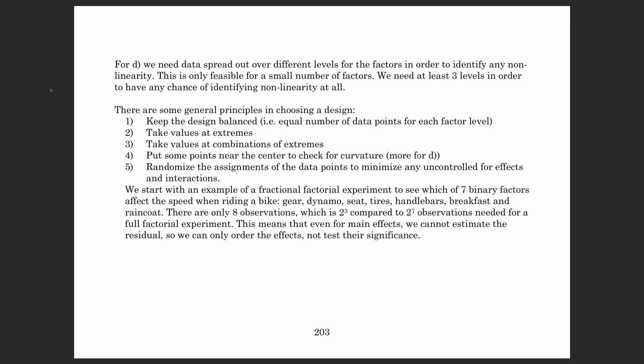for effects and interactions. So let's start with a very nice simple example of a fractional factorial experiment to see which of 7 binary factors affect the speed when riding a bike. So this is not a very serious example. So our 7 factors are whether we use a low or high gear, whether we use a dynamo or not.